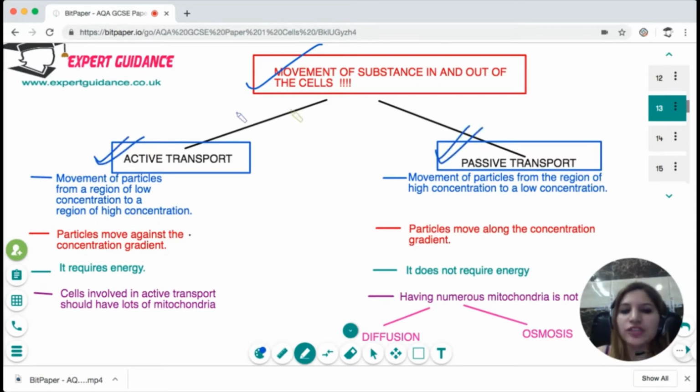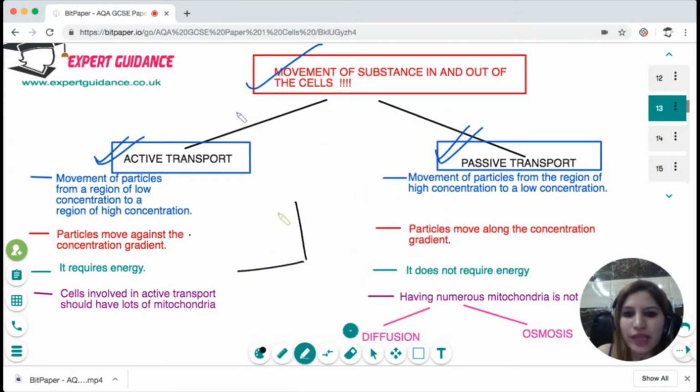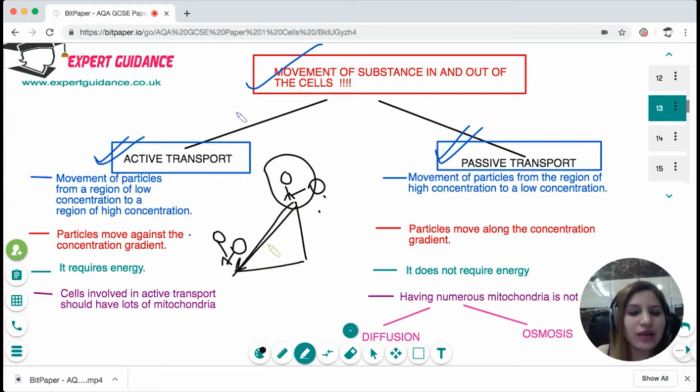Now, in order to understand active transport and passive transport, let's take an example of a hill. There's a hill, and one boy is standing with a ball at the top of the hill and one boy is standing at the bottom. It is easier for the one at the top of the hill to send the ball down, and it will not take much energy. But if you send the ball up, you require more energy because it is going against gravity. The same thing happens in terms of transport.